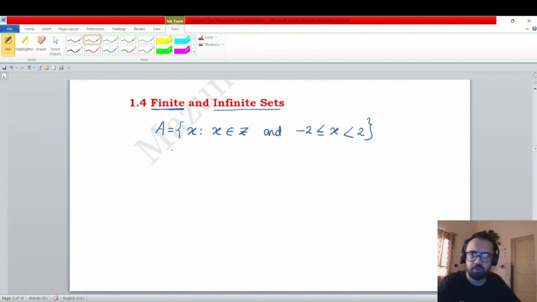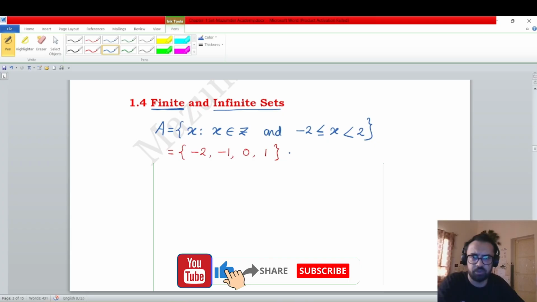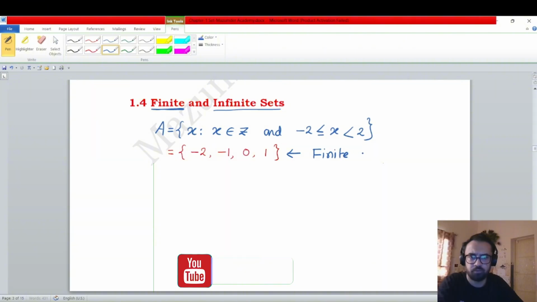The elements will be, its actual elements will be what? It should be integers between -2 and 2, -2 inclusive, 2 not inclusive. So it will be -2, -1, 0, 1 only. So this is a finite set.